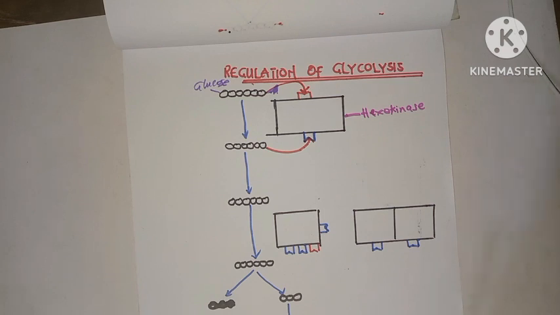Now, the second type of enzyme we have is what we call phosphofructokinase 1. Phosphofructokinase 1. This one.